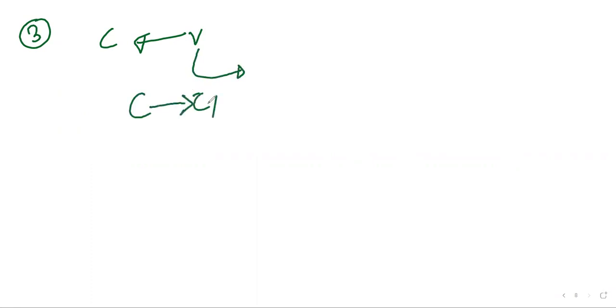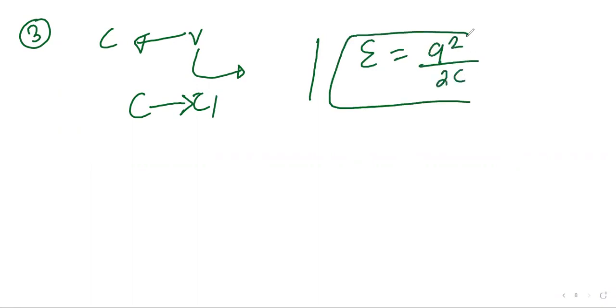So let's see the third sum. A capacitor C is charged by a battery voltage. The battery is removed and another identical uncharged capacitor is connected. So after some time the battery is removed and it is connected with the new capacitor, that is C1. As we know, energy is given by Q square upon 2C. Now Q dash is Q, so C dash will become 2C.